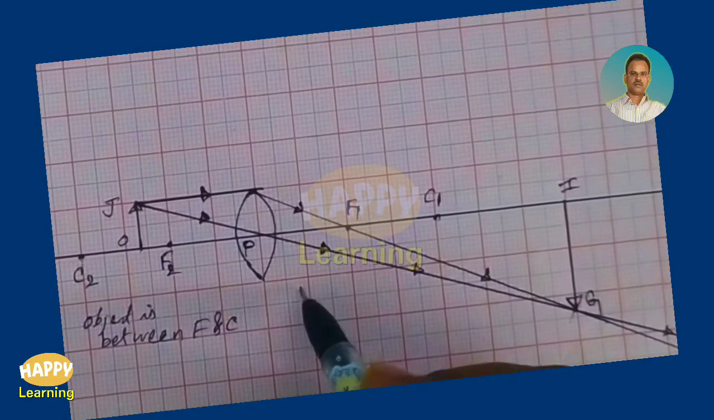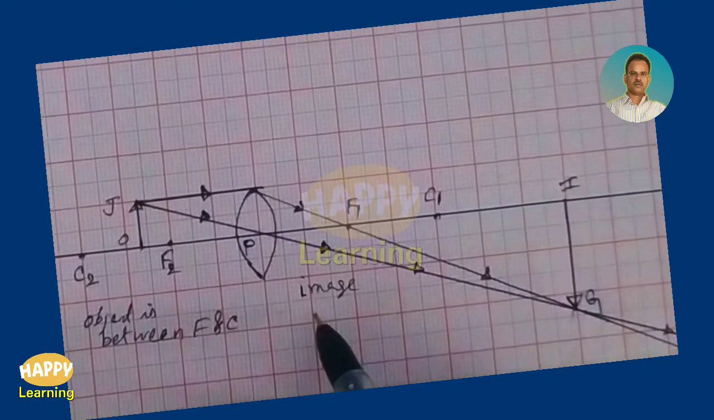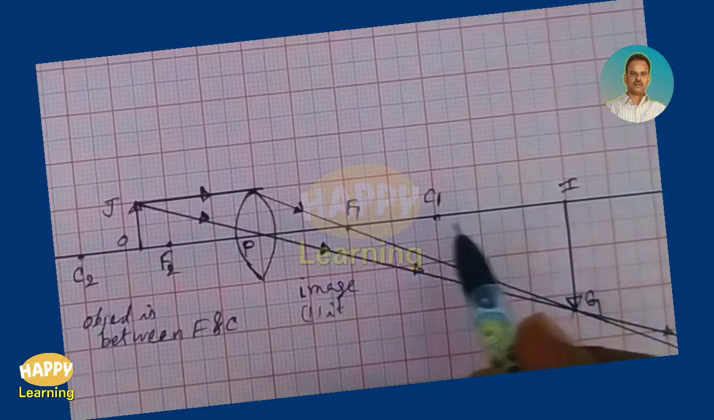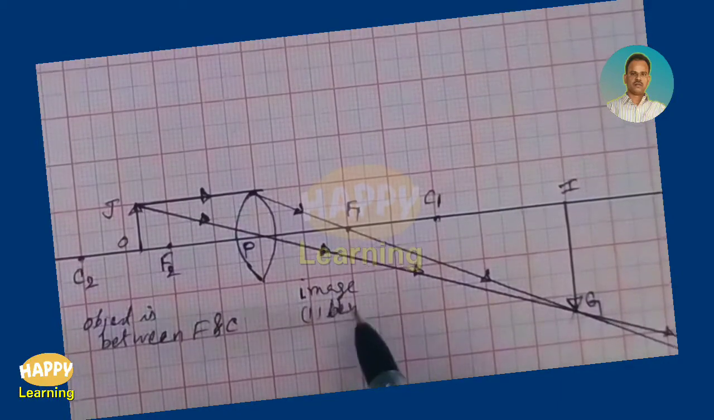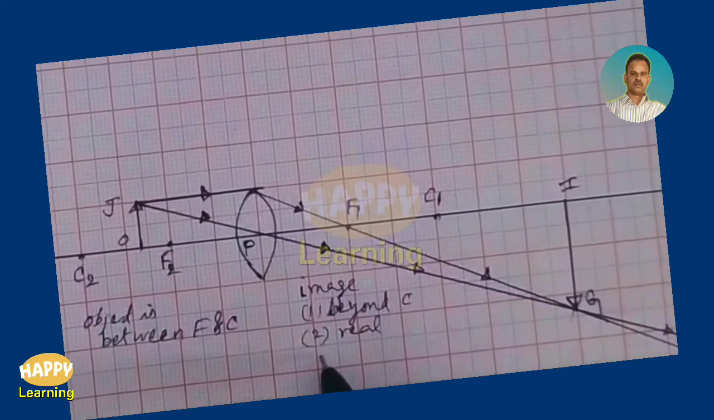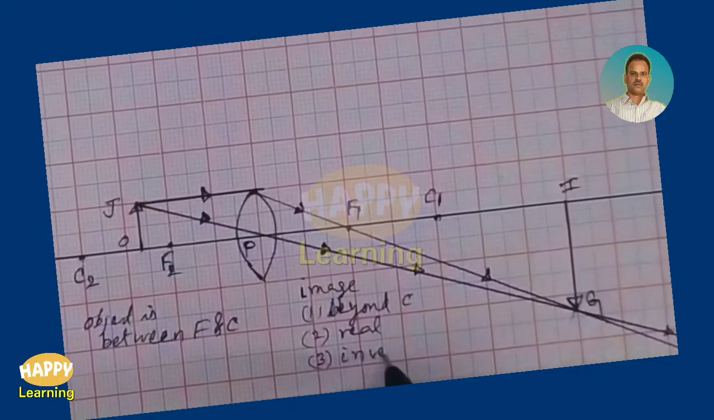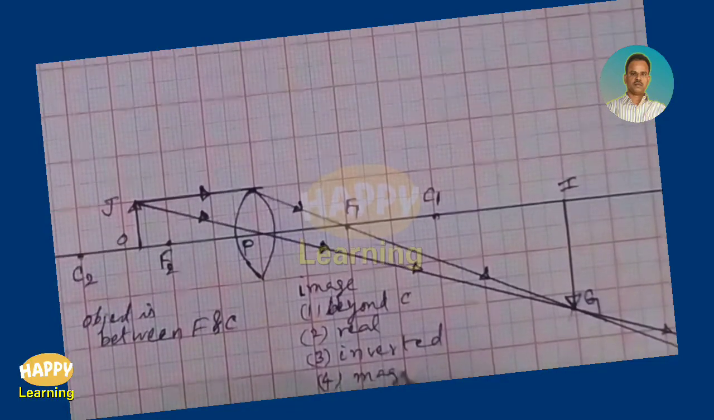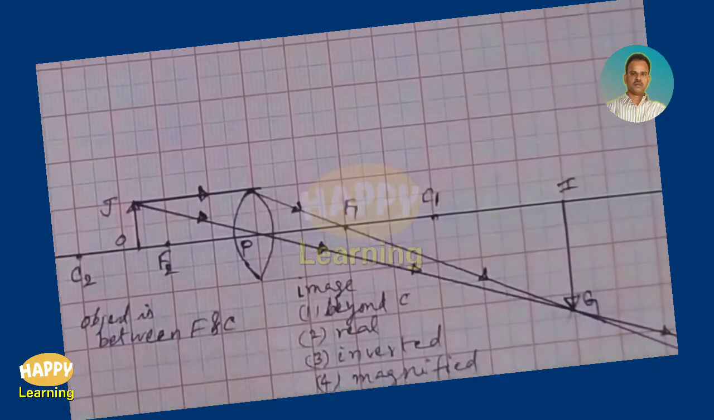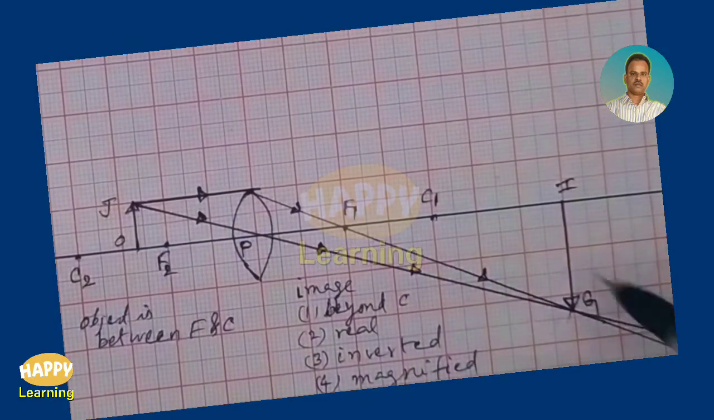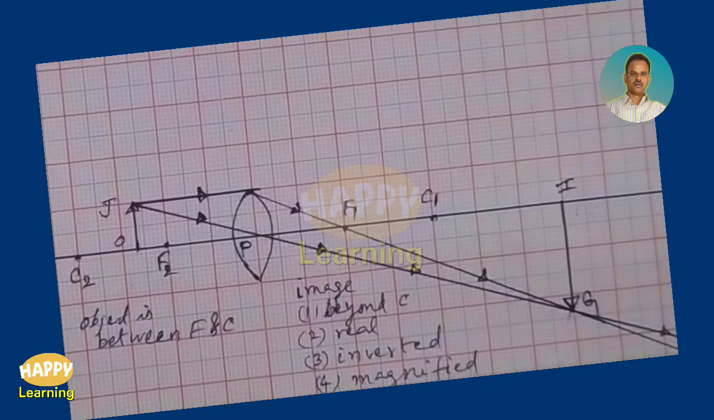About the image: number 1, its position is beyond C. Number 2, it is a real image. Number 3, it is an inverted image. Number 4, it is magnified, bigger in size compared to the object. When compared to the object, this image size is bigger, so it is called magnified.